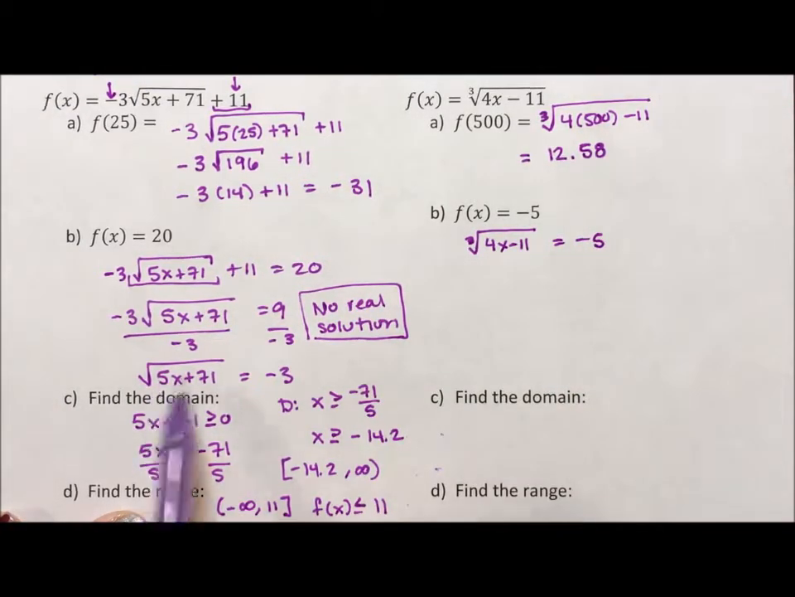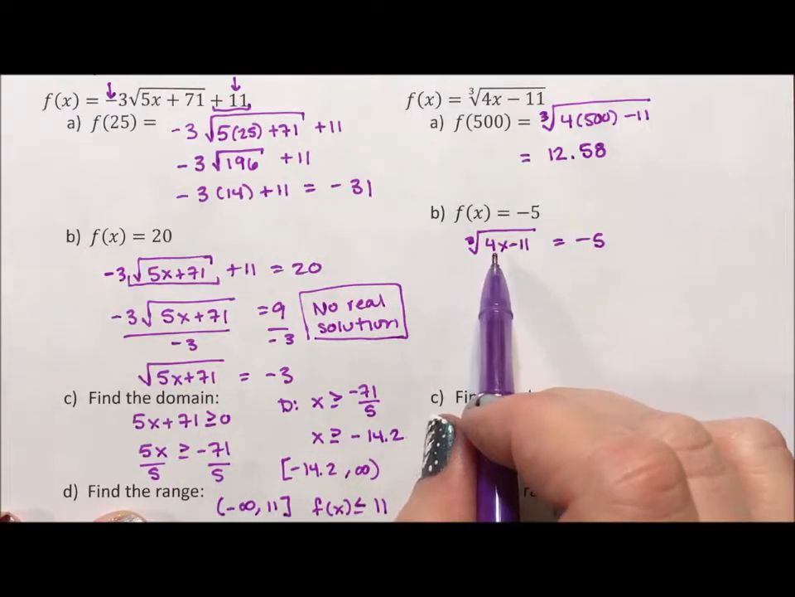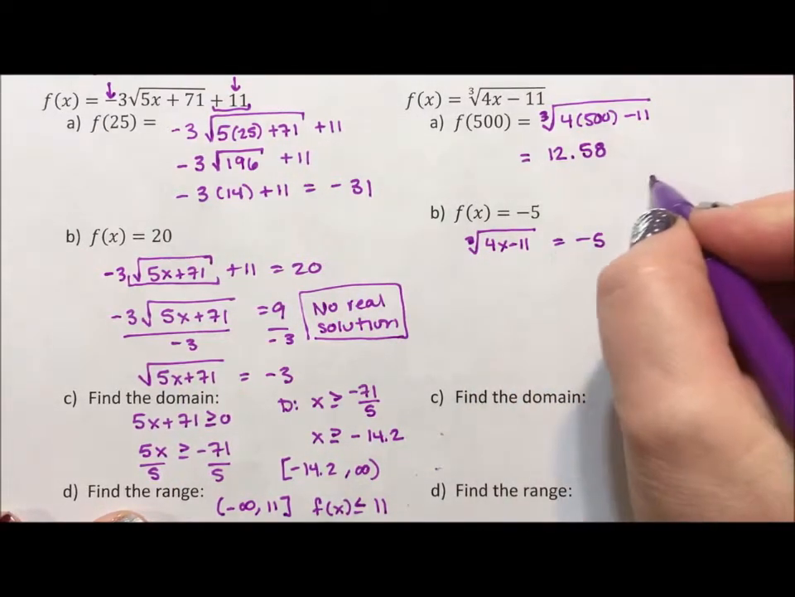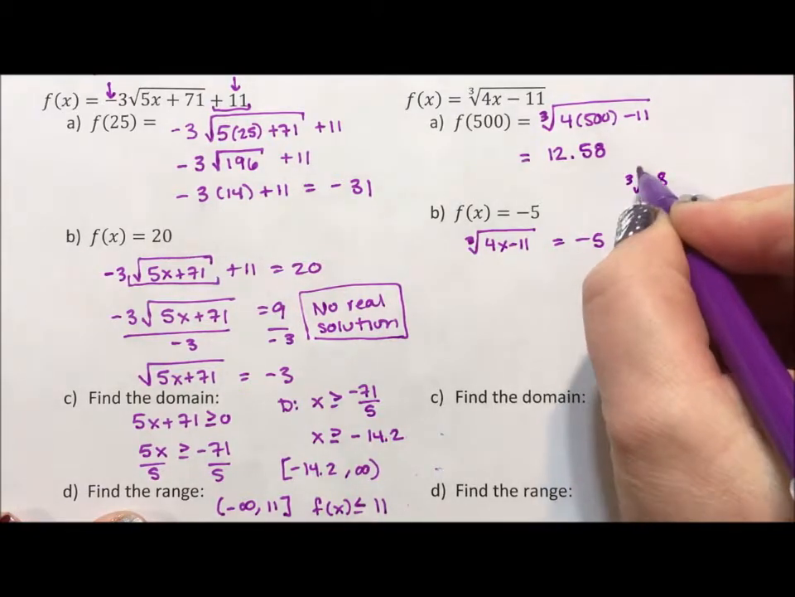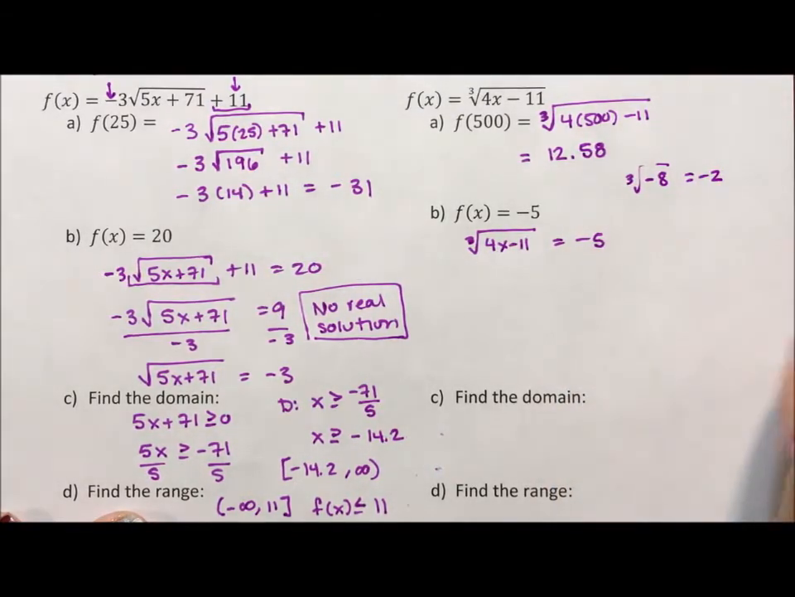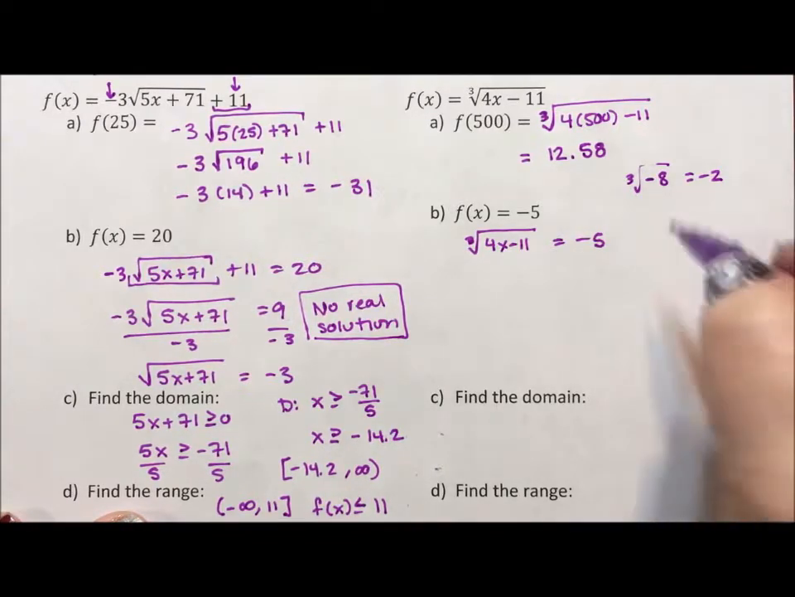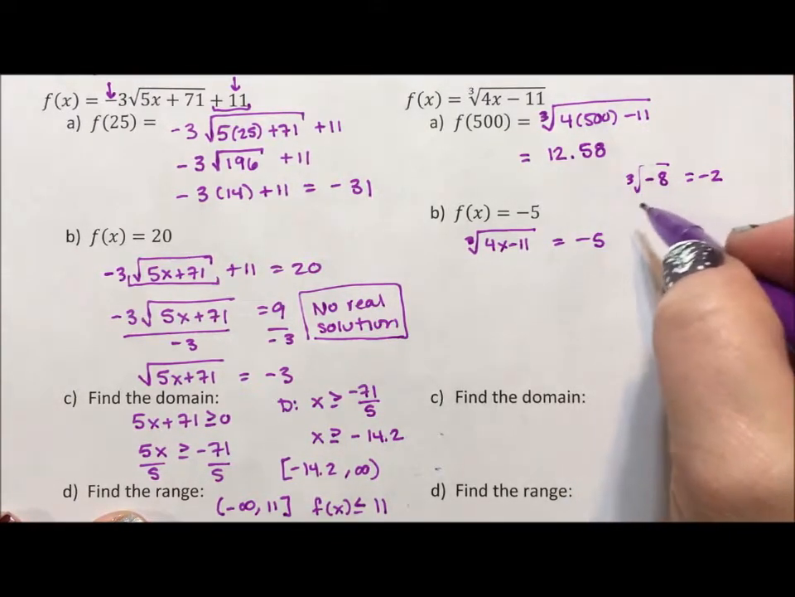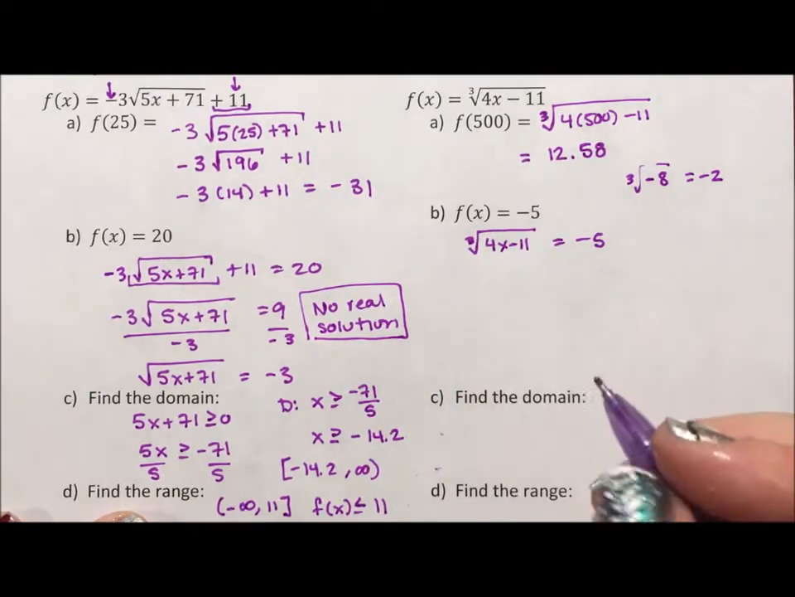Okay, over here when it equaled a negative, we had a problem. We couldn't go any further because you cannot bring a negative out of a square root. You can, however, bring a negative out of a cubed root. The cubed root of negative 8 is negative 2, because negative 2 times negative 2 is 4, and 4 times negative 2 is negative 8. So odd radicals can handle negatives, whereas even radicals cannot.